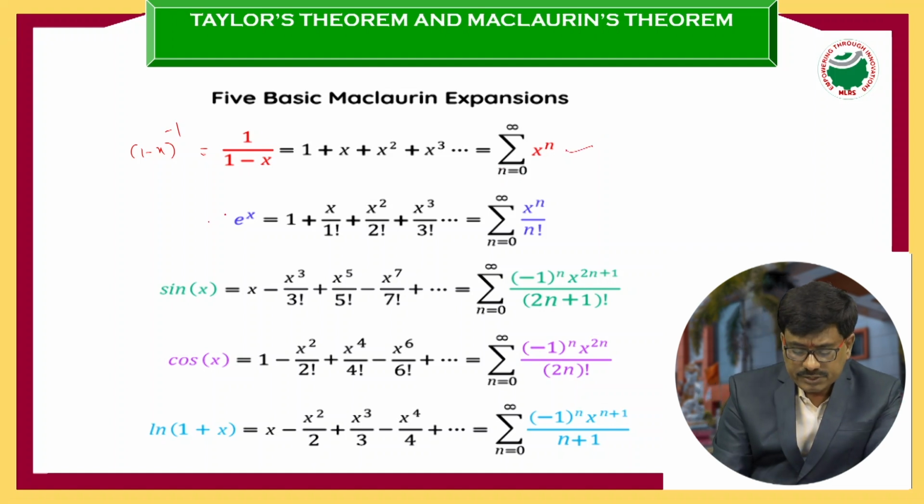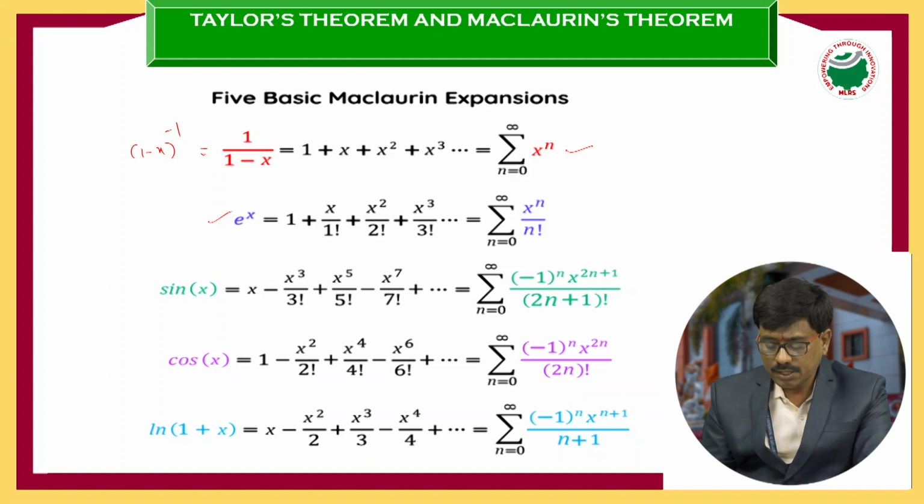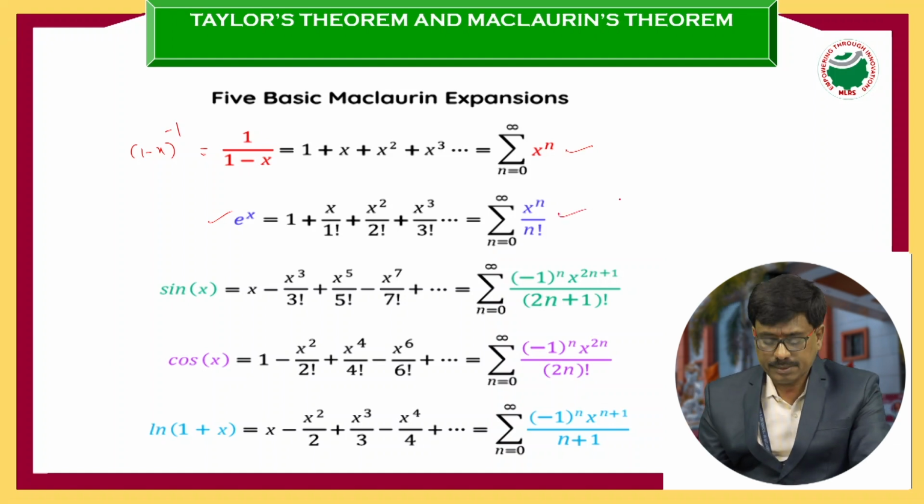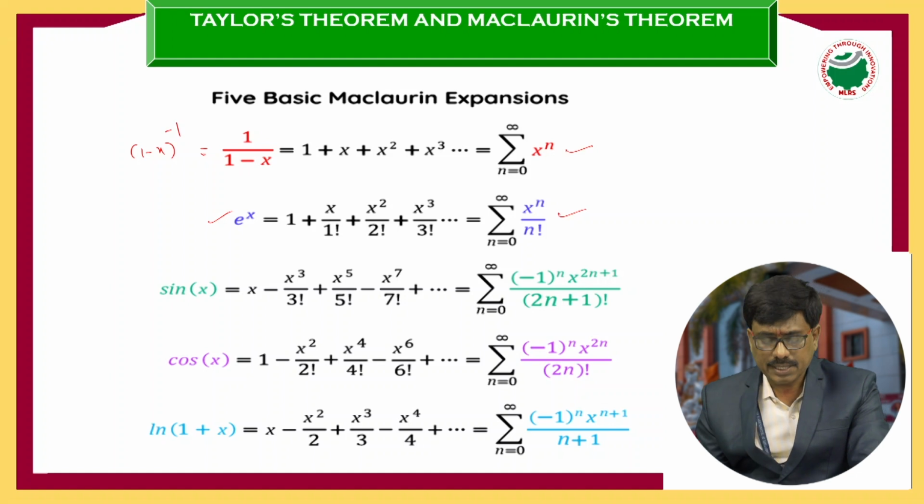Let us take one more function you are familiar with, e power x. What is e power x? 1 plus x by 1 factorial, plus x square by 2 factorial, plus x cube by 3 factorial, and so on up to infinity, sigma n equal to 0 to infinity of x power n by n factorial. This is also a Maclaurin expansion at the point x equal to 0. Let us take one more. These are the general functions of the Maclaurin series.